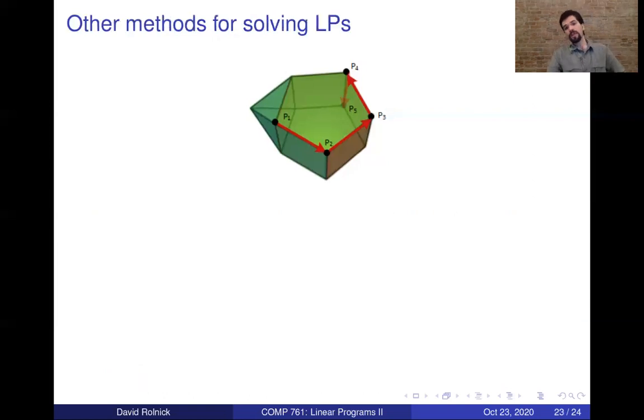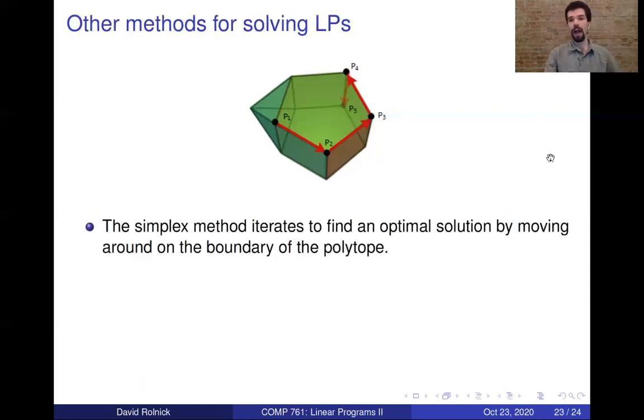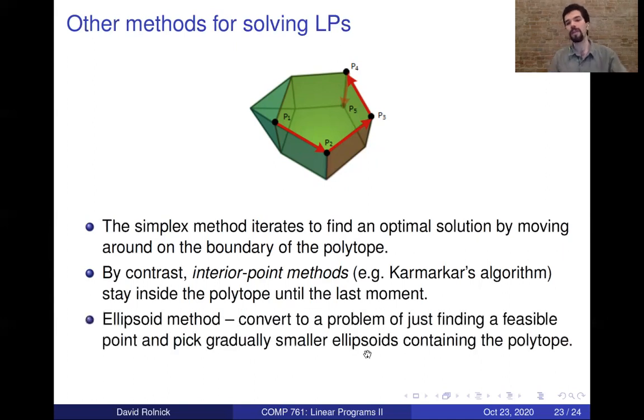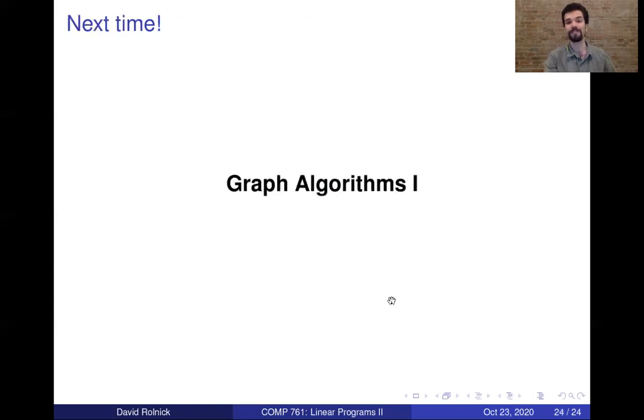There are other ways of solving LPs. I'm not really going to talk about them. Some of them involve moving through the interior of the polytope instead of going around the outside or the surface of the polytope, for example, Karmarkar's algorithm. They stay inside the polytope until the last moment. It's like cutting through the polytope instead of going around the edge. There's the ellipsoid method, where you convert it to a problem of just finding a feasible point in a different linear program, and you gradually find a feasible point in your polytope by making smaller and smaller ellipsoids containing the polytope. But I'm not going to actually go into details on that.